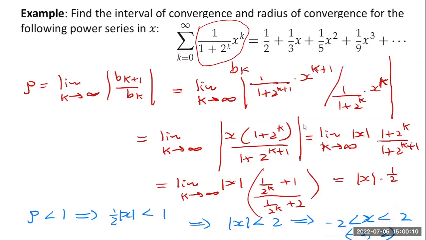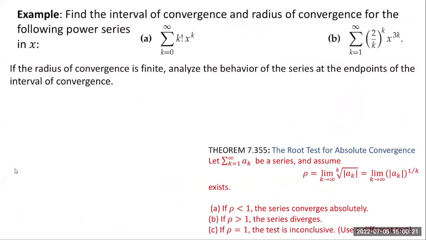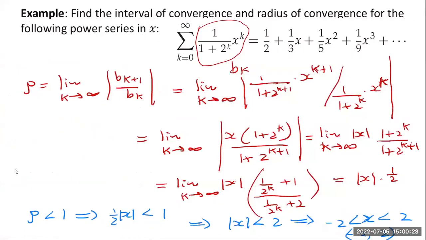Okay. All right. Let's try to analyze what happens at the endpoints. What happens at x is equal to 2? What happens at x is equal to minus 2? Okay. All right. Let me add a page.